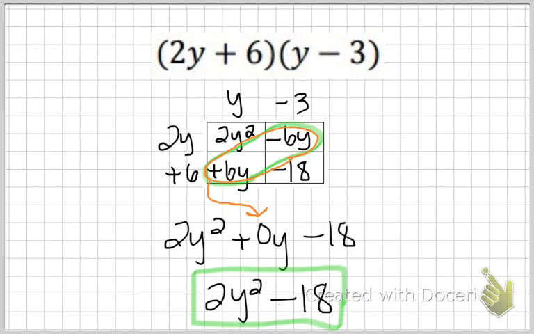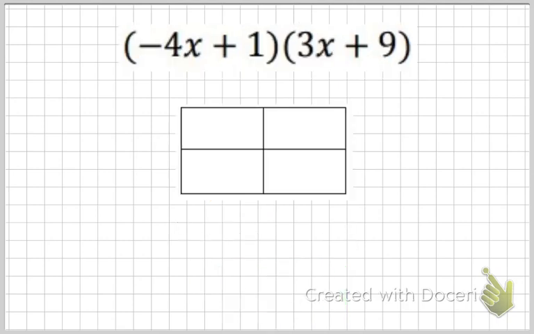Let's try another one. Negative 4x plus 1 times 3x plus 9. Now, does this binomial always have to go here? No. What if I wanted 3x up here plus 9, negative 4x plus 1? You can do that. It is perfectly fine.